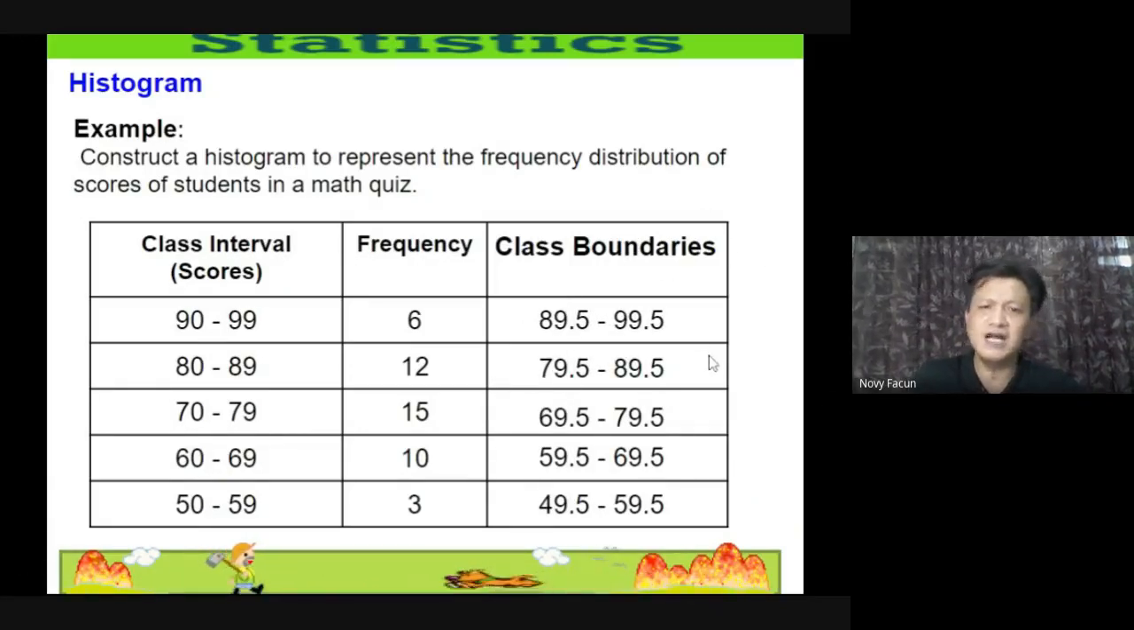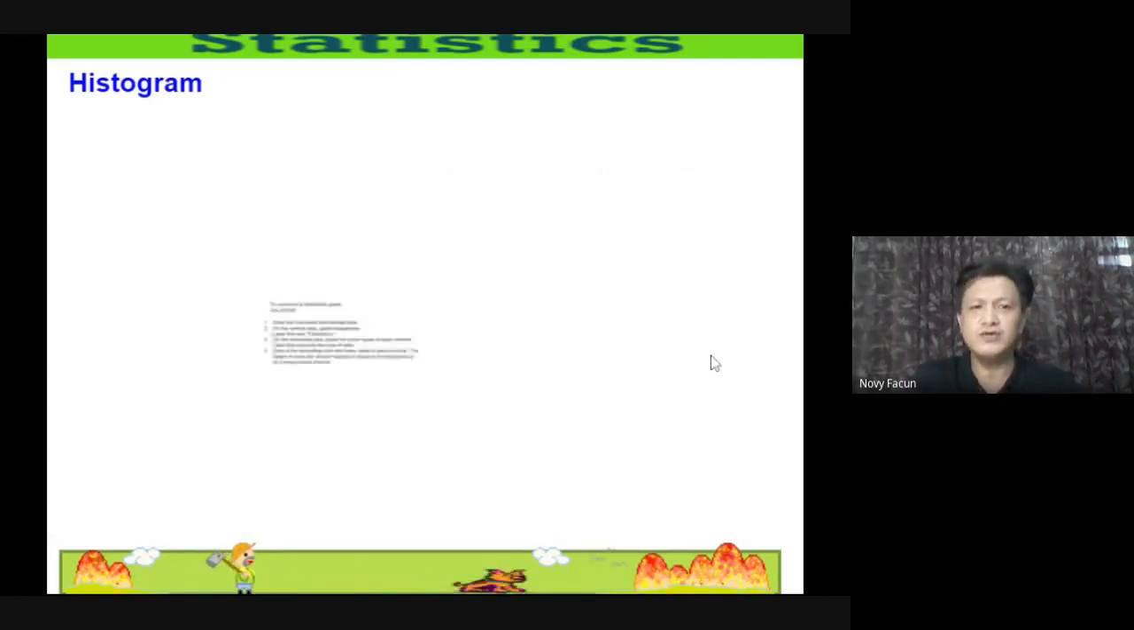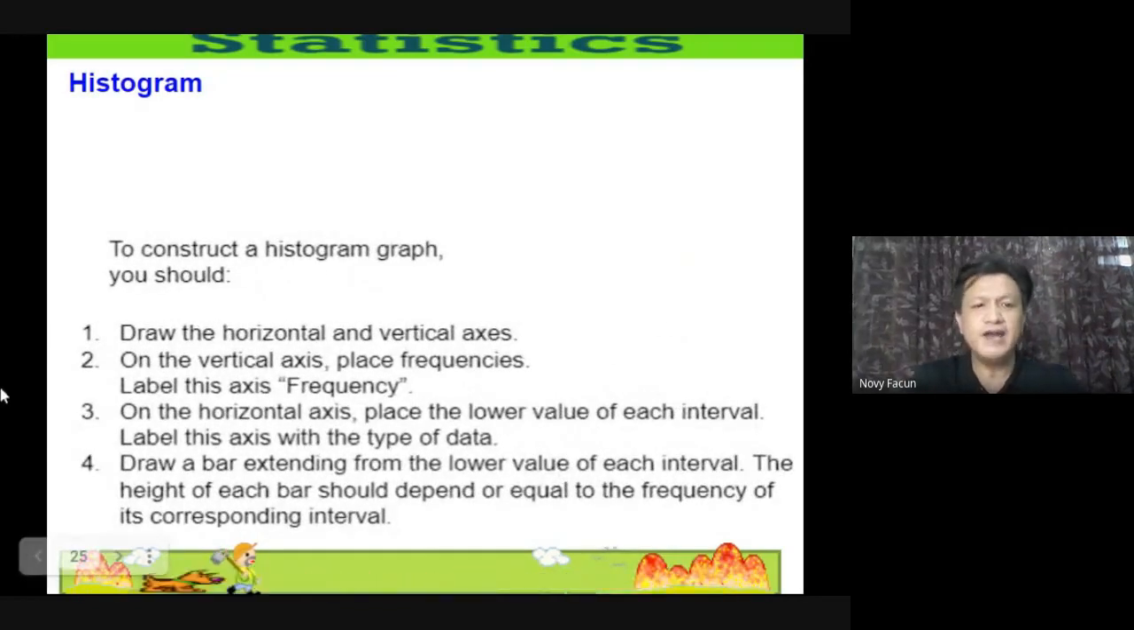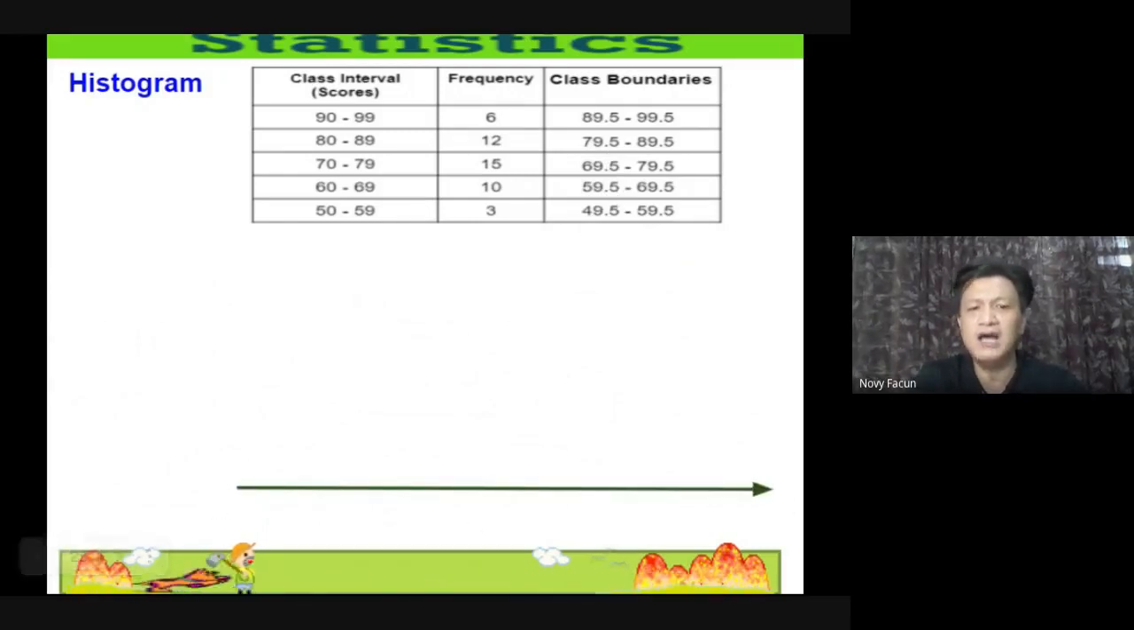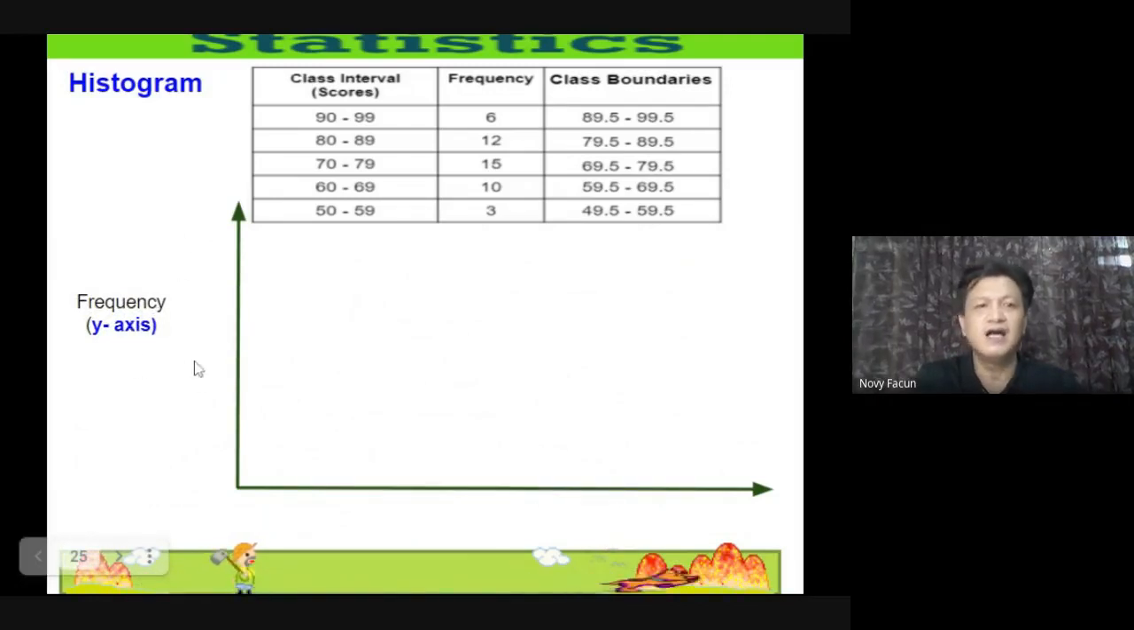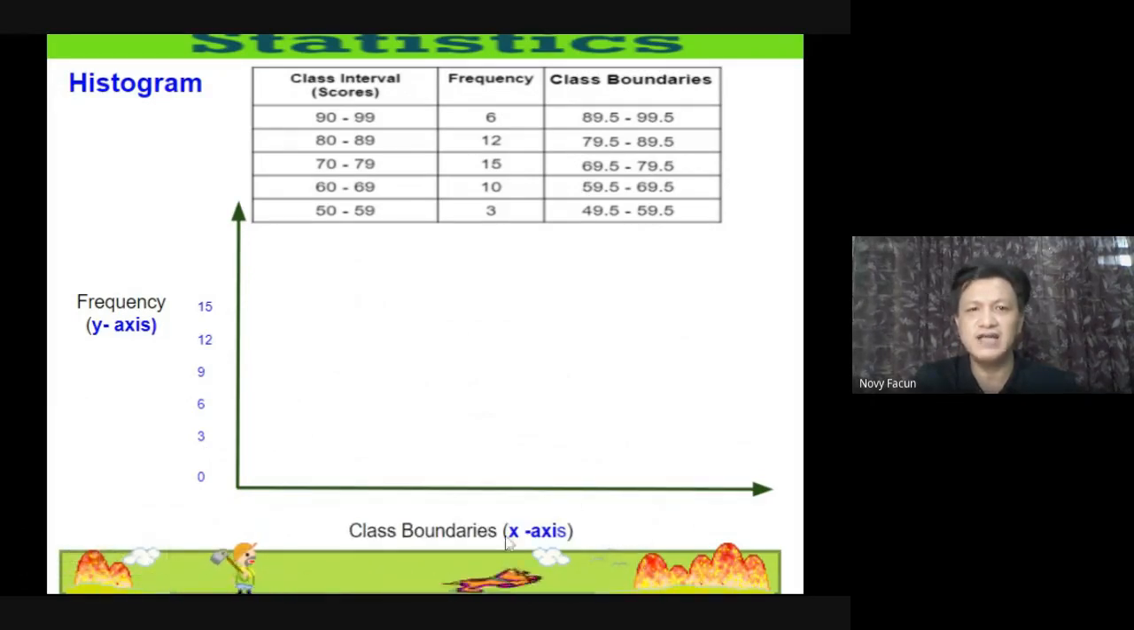Kapag nakuha mo na lahat ng class boundaries mo, okay, ano yung sunod na steps natin? We can now draw a bar extending, di ba? Okay, so ito yung ating data kanina. So since we already have the class boundaries, we can now draw a horizontal line. Ito yung ating x-axis. Ito naman yung vertical line, that is a y-axis or the frequency. Okay, and then, lagyan mo na yung number natin, no? And then this is the class boundaries natin.